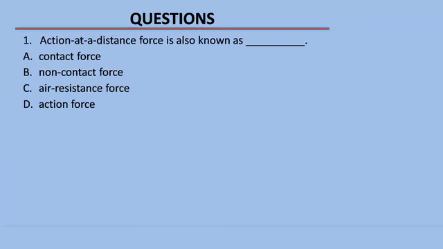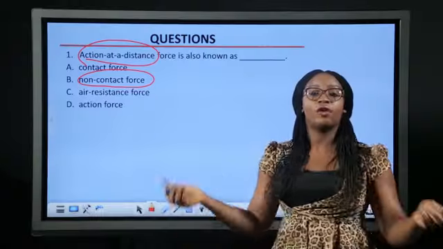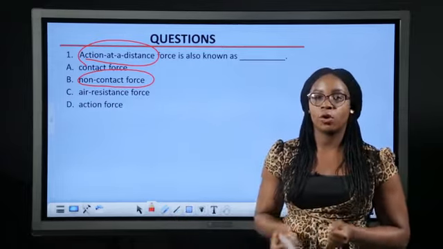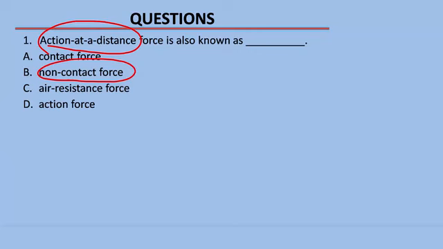The first question: action at a distance force is also known as A, contact force, B, non-contact force, C, air resistance force, D, action force. The correct answer is non-contact force because the force acts on the objects while they are not together. That is why they are called action at a distance force.